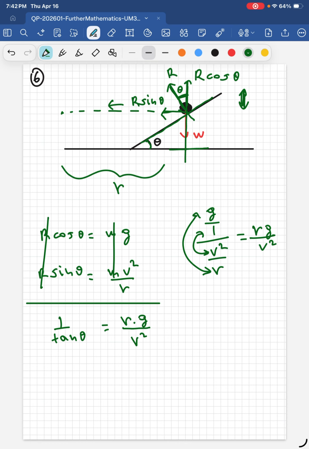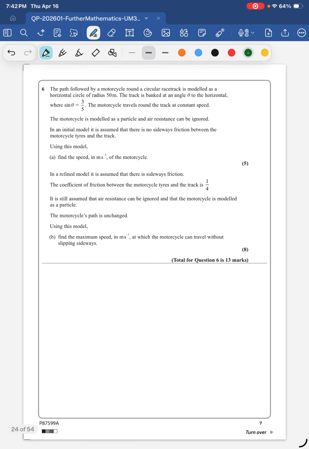So what are we trying to calculate again? We have to calculate v, right? So we have to find the tangent of theta. We are given, what are we given? The sine of theta is 3 over 5.